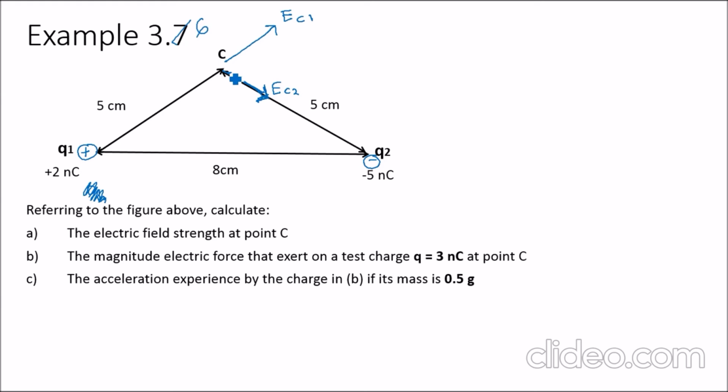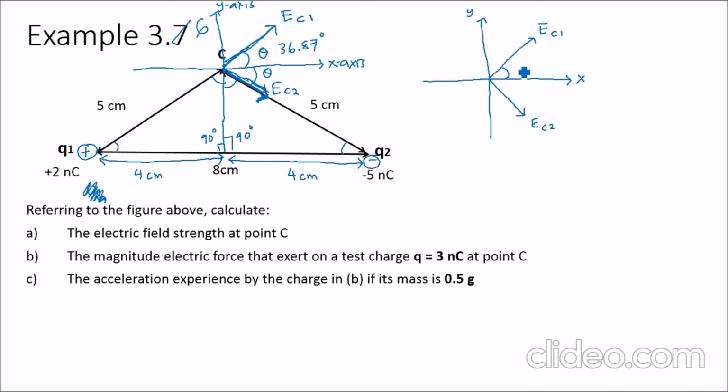EC2. We'll find the resultant on the x-axis and also the y-axis. EC1 is situated in the first quadrant, while EC2 will be in the fourth quadrant. There will be an angle right here. So the angle at this position is 36.87, and the same here, 36.87. Okay, I'm not going to show you how to find the angle because you know how to find it. Once we get the value of this angle, we are going to resolve the field strength into x component and y component. But we need to find the value of this one first.